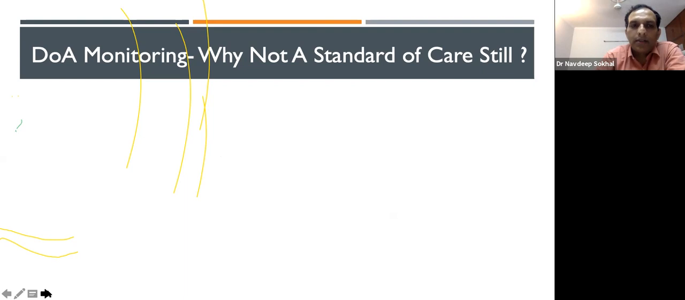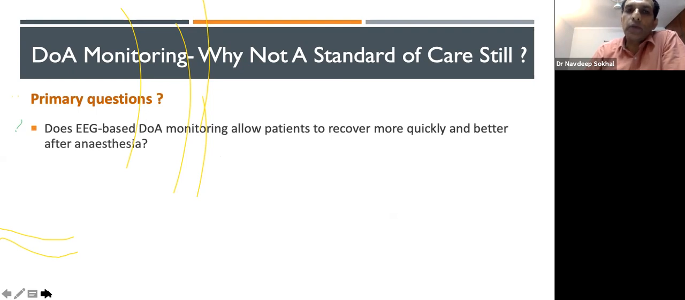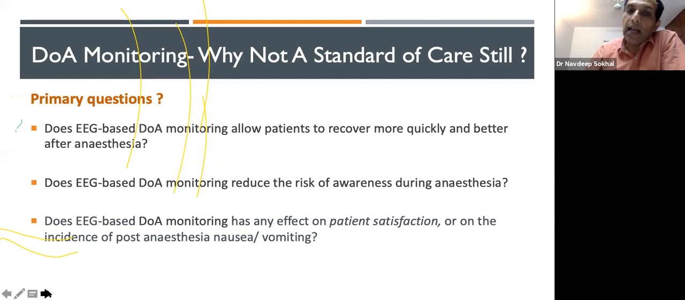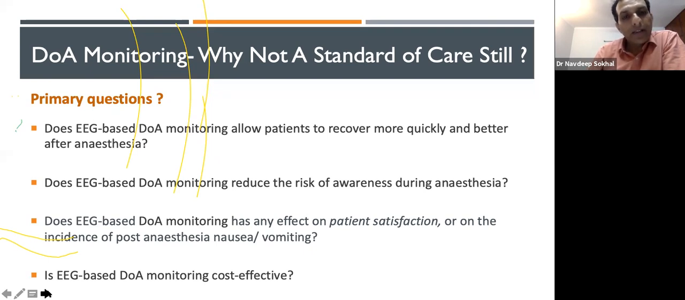I can just continue for 5 minutes more on why it is not a standard of care at present. The primary question is, does EEG-based depth of anesthesia monitoring allow patients to recover more quickly and better after anesthesia? Second, does it reduce the risk of awareness during anesthesia? Does it have any effect on patient satisfaction or on the incidence of postoperative nausea or vomiting? Or is EEG-based depth of anesthesia monitoring cost effective? So these are the primary questions which should be answered.